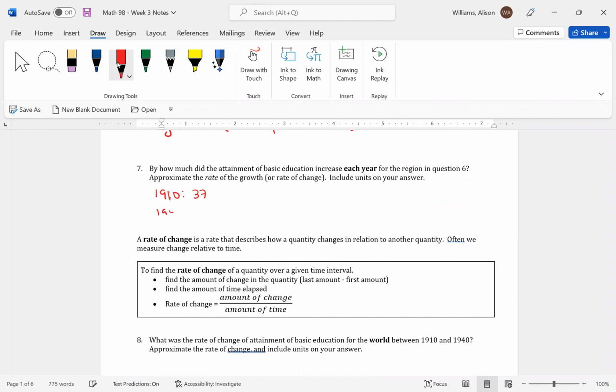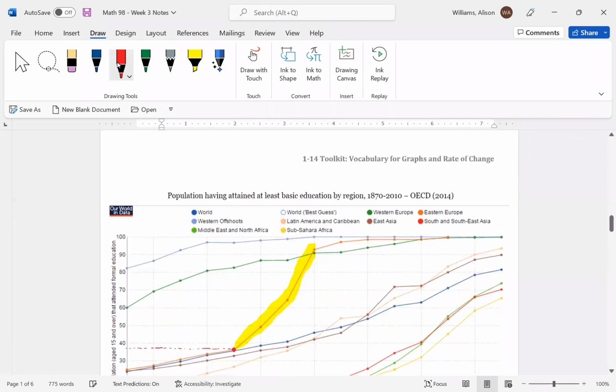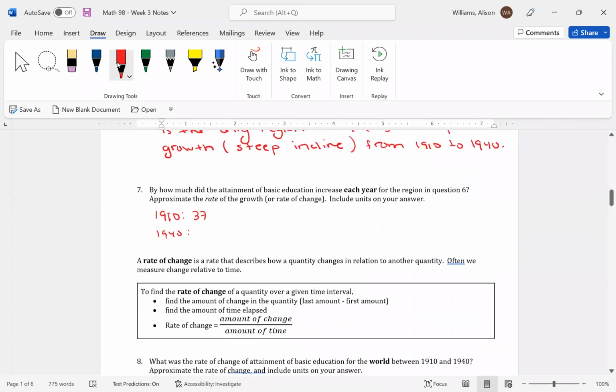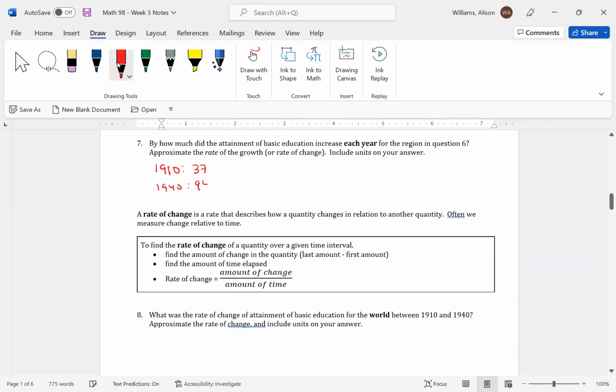And then for 1940, let's go back and take a look at that. 1940, the end point here. All right, so maybe around in there. Okay, a little bit below the halfway mark, maybe 94% or so. And I'm approximating. You could say it's 95 if you wanted. You could have said that the other one was 38. I don't know, but we're approximating and that's okay. So I'm just grabbing loosely what I believe the numbers are.